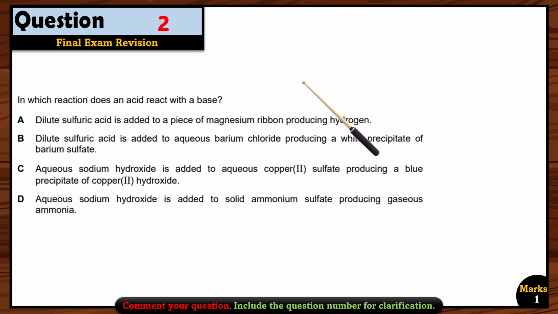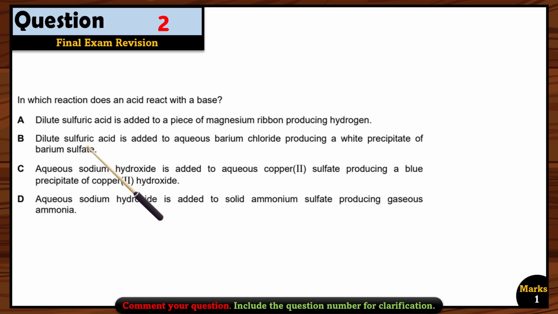Okay, let's see the first question. In which reaction does an acid react with a base? Let's see each of these options one by one. Dilute sulfuric acid is added to a piece of magnesium ribbon. So sulfuric acid is reacting with a metal and you will not get a salt over here. So it's not an acid-base reaction.